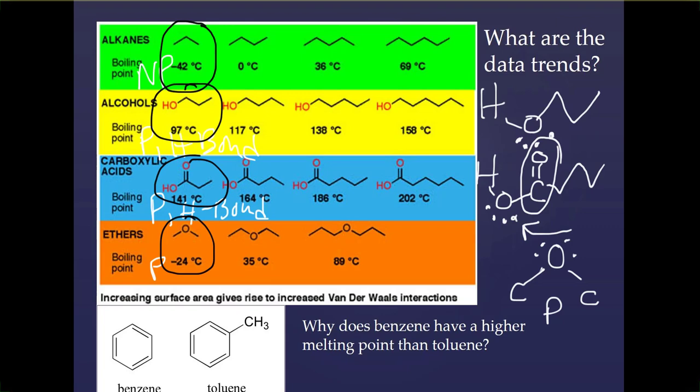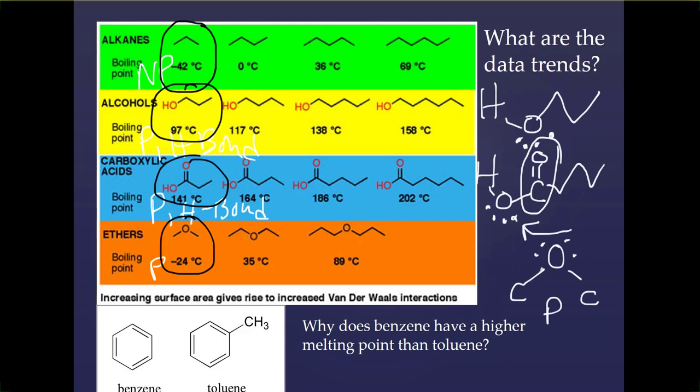So we see that it is higher than the alkane, the very first one, that is nonpolar, that only has dispersion forces. But our ethers has dipole-dipole, and so it does take it up a little bit, but clearly not as much as that hydrogen bonding.